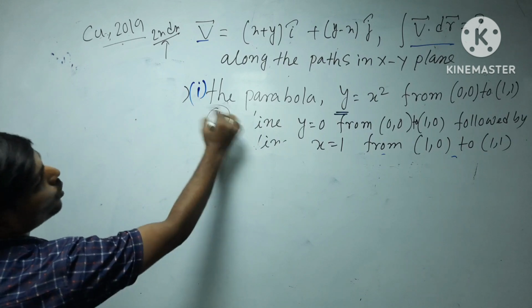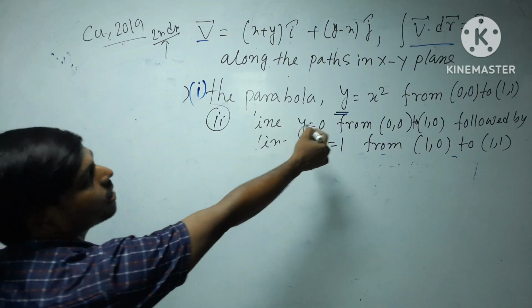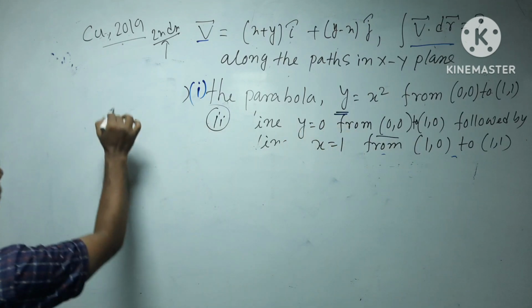In the problem 2 you have to evaluate the same integration, একই ইন্টিগ্রেশন তোমাকে করতে হবে, but the path is different. তাহলে পাথটা কোনটা বলছে দেখা যাক.